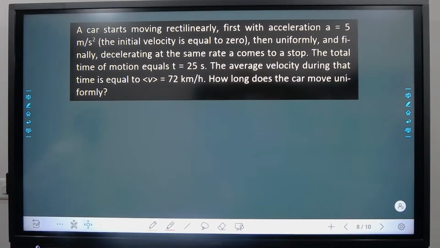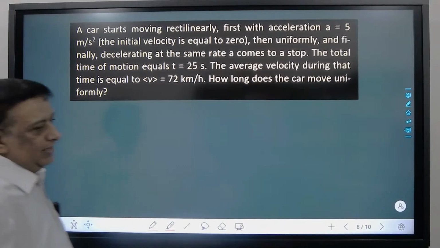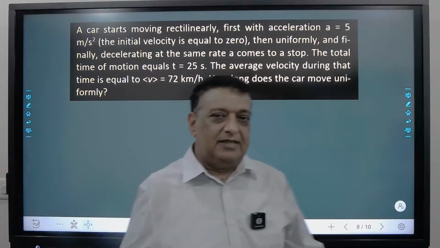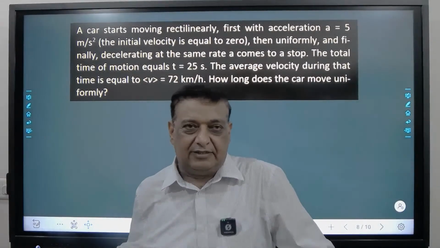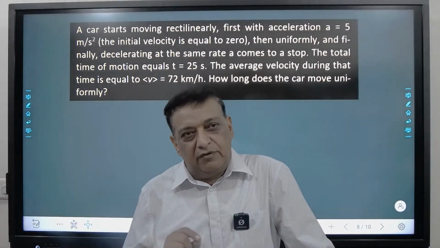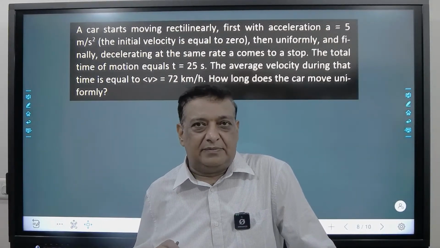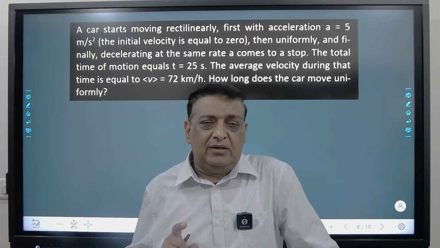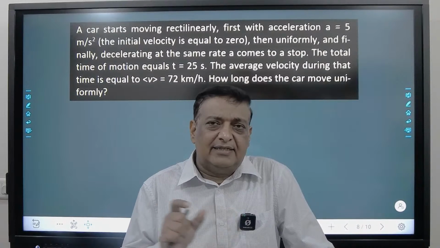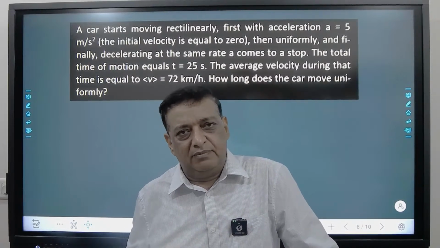First with acceleration a equal to 5 meter per second square, initial velocity is 0. Then it moves uniformly and finally decelerates at the same rate to come to rest. So we are given 3 intervals. The car first accelerates, then it moves with uniform velocity and finally retards. Now when we say that the car first accelerates and then retards at the same rate, basically acceleration and retardation time will be the same.